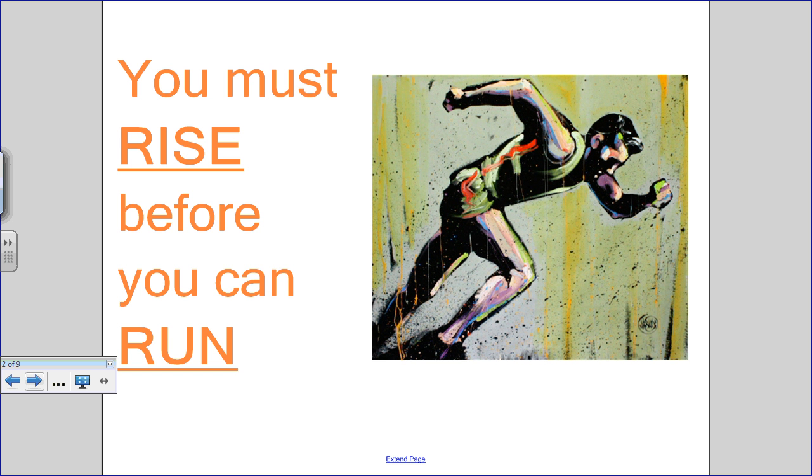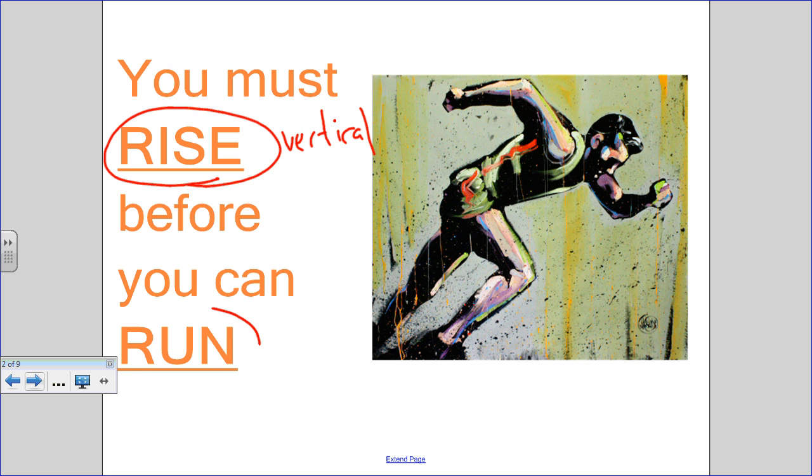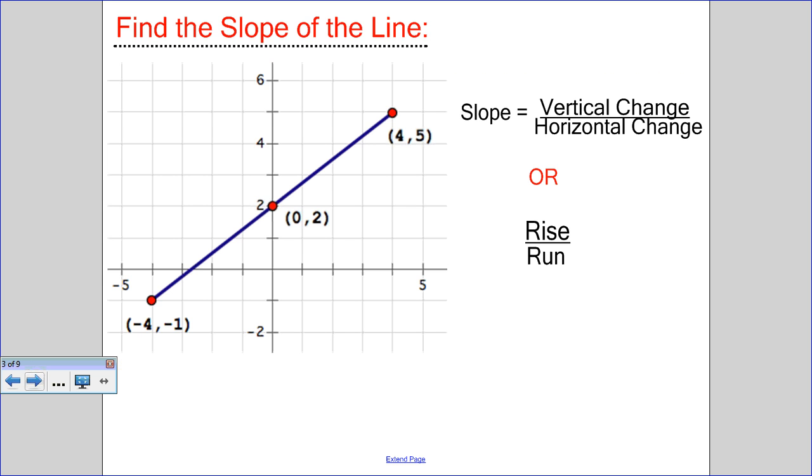Now when we're talking about slope, there's a line that can help us remember how to calculate it, and that's that you must rise before you can run. So in the morning, you must wake up, get out of bed, and rise, which would refer to our vertical change, before you can run to school or walk. And that would be our horizontal change. So yesterday we talked about rate of change as vertical over horizontal. We could say the same thing about our slope.